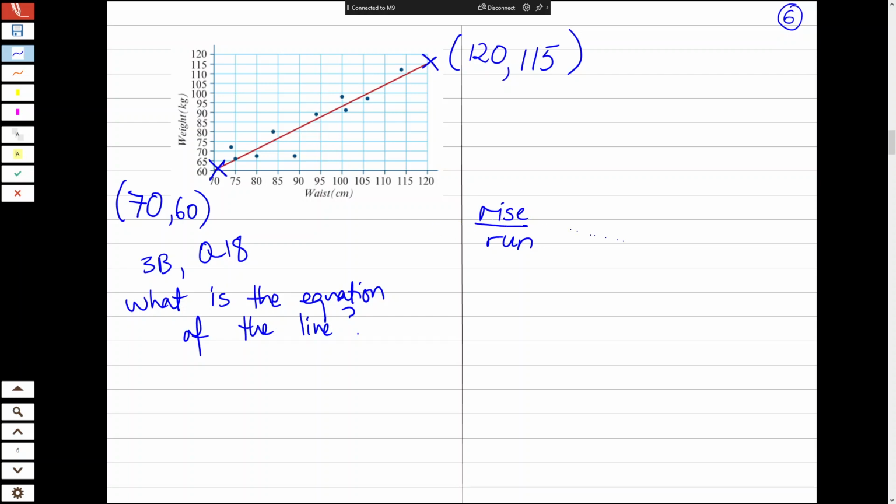Rise over run's a good way to go. Very good. y2 minus y1. See how useful year 10 maths is sometimes?